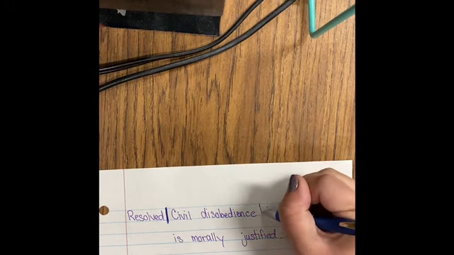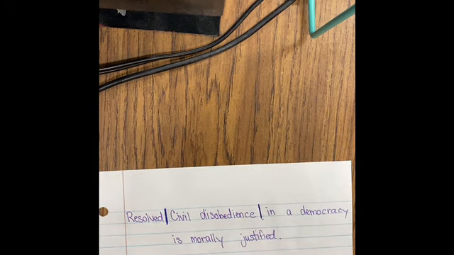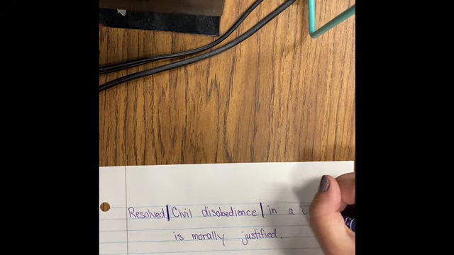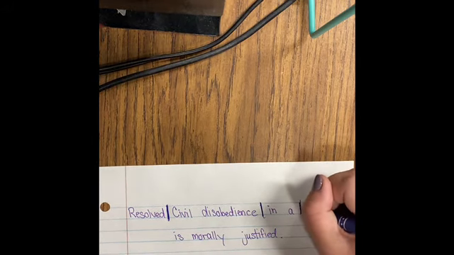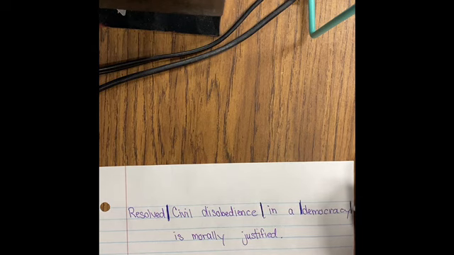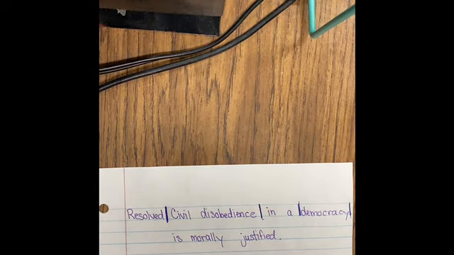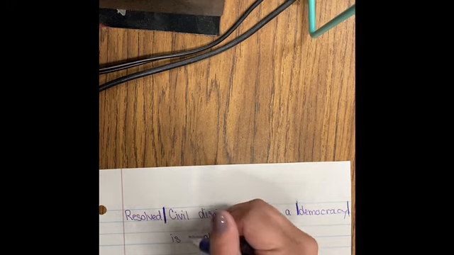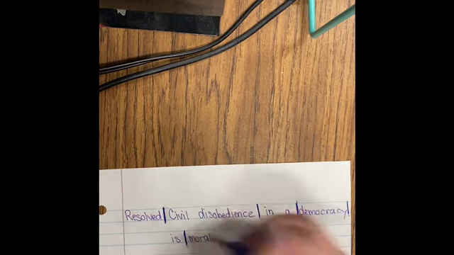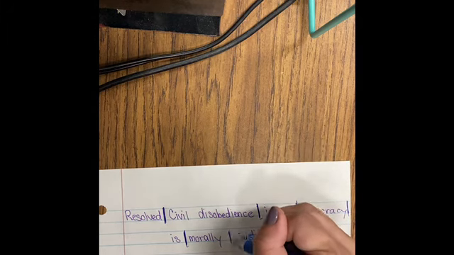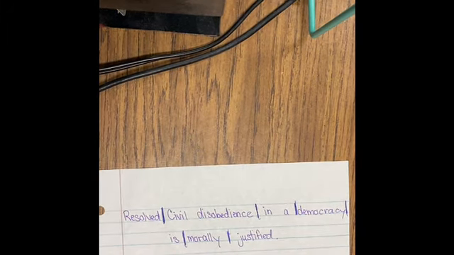Next, we're going to put a thick line after civil disobedience. Then after that, we're going to put a thick line after A and after democracy. And then you're going to put a thick line in between is and morally, and then in between morally and justified. So the entire resolution is saying, resolved, civil disobedience in a democracy is morally justified. Now, we've separated it into its parts.